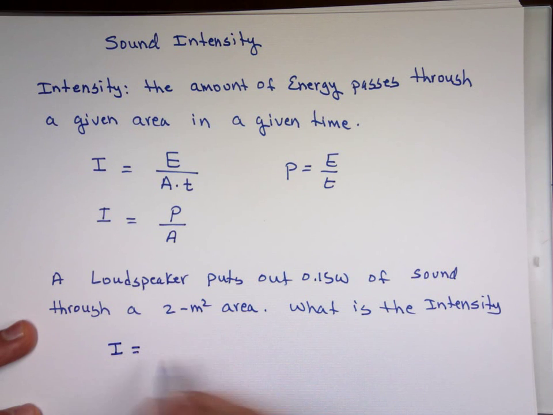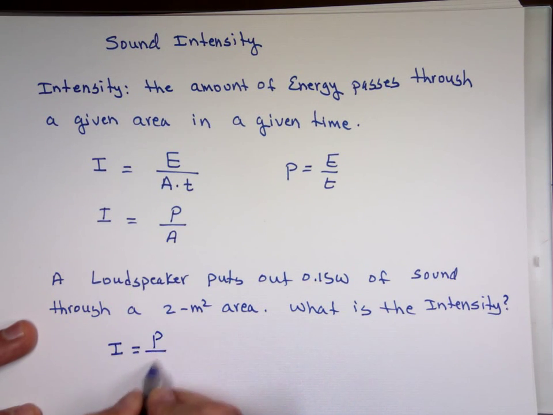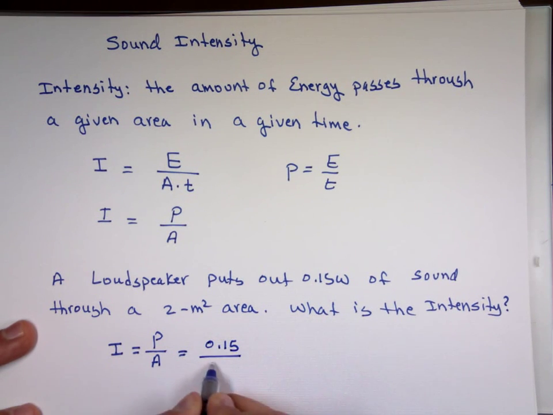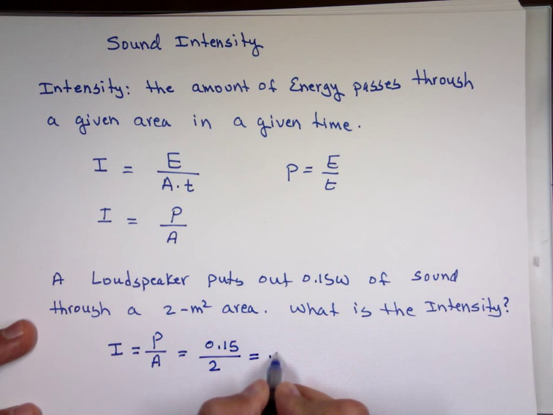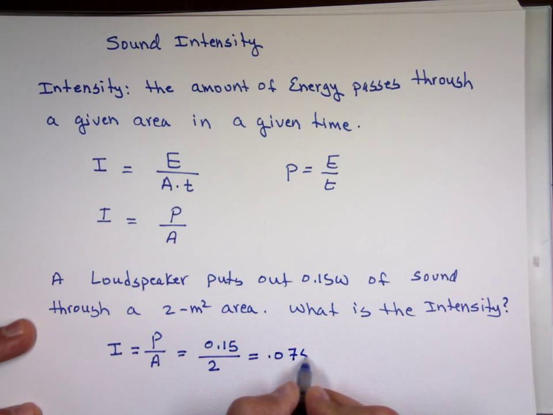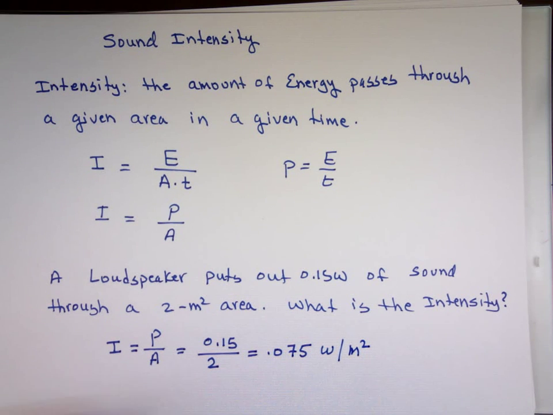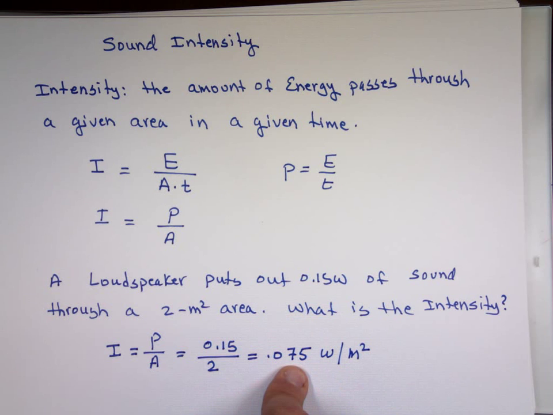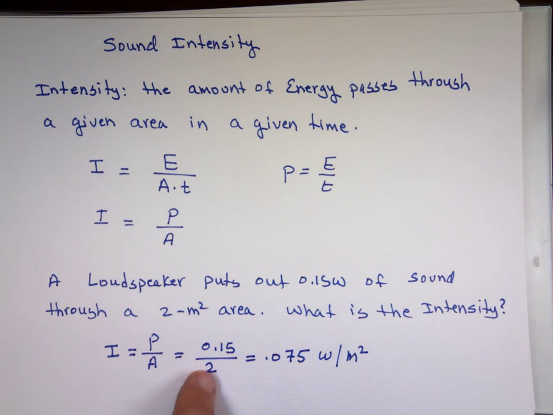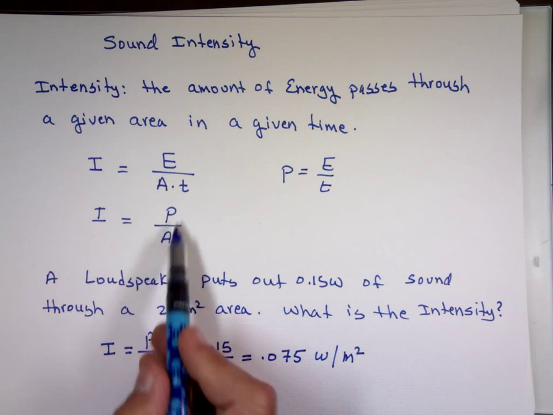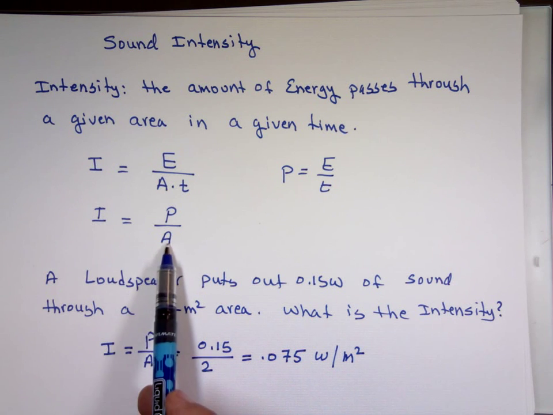Intensity is power over area. The power is 0.15. The area is 2. That gives 0.075 watts per meter squared. If the area gets bigger, let's say 4, this will be half of this number. If the area becomes smaller, let's say 1, this number will increase the intensity. So as the area increases, the intensity decreases. As the area decreases, the intensity increases.